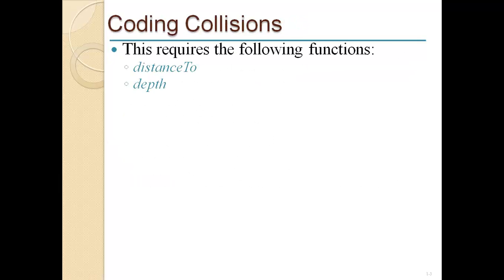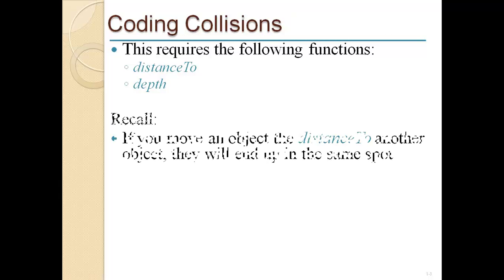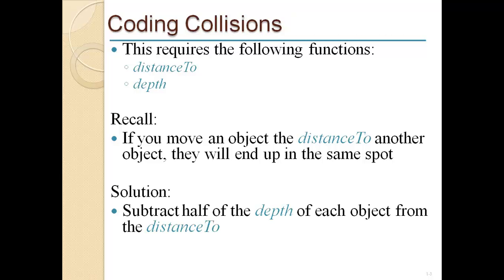In order to do it, we're going to use the distance to function and the depth function. We've already looked at the distance to function, and what that basically does is moves one object all the way up so their center points are equal to another object. So the two objects will be exactly the same spot. In order to make sure that they're not in the exact same spot, I'm going to subtract half of the depth of each one of the objects. So when I'm moving forward, I'm not moving so the center's in the same spot, instead I'm moving so the front parts are at the same spot.